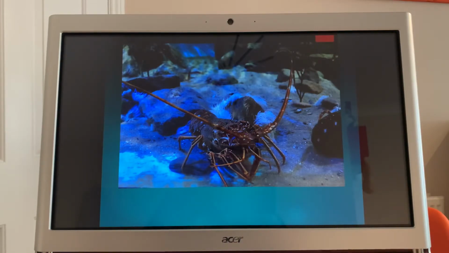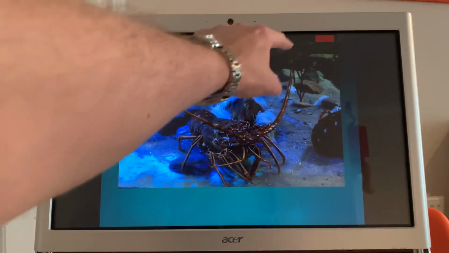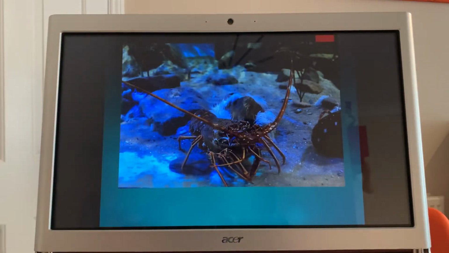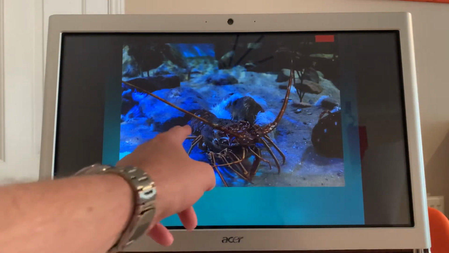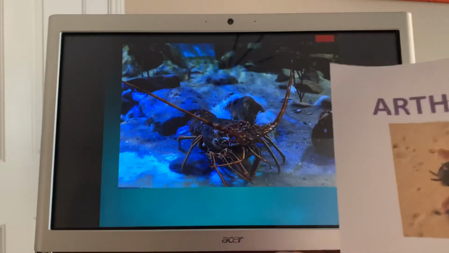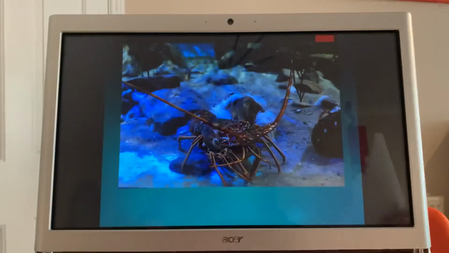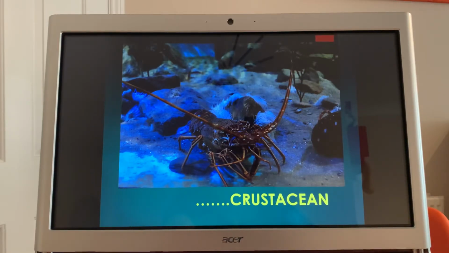What do we think here? If I'm not mistaken, I can see the most incredible antennae here. A hard exoskeleton and jointed legs again. You can see that bend there, that join. And it looks as though that might be underwater. So what do we think? What do you reckon? A crustacean. Great stuff.